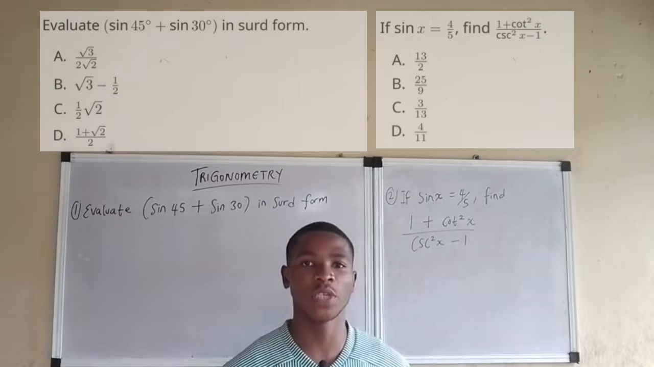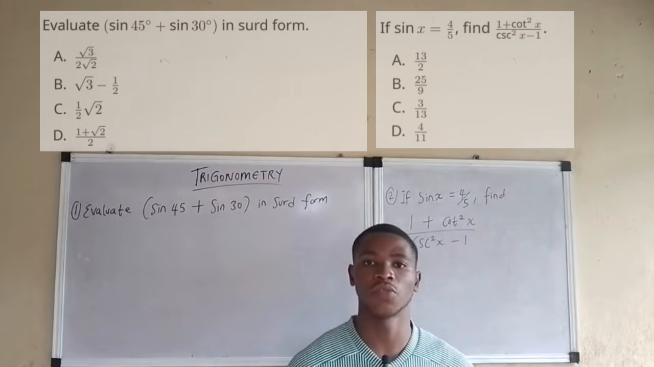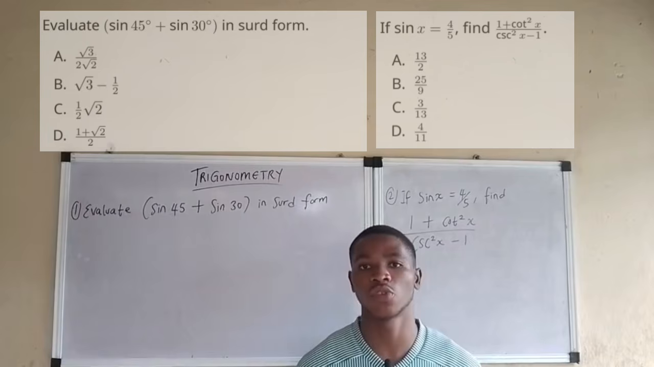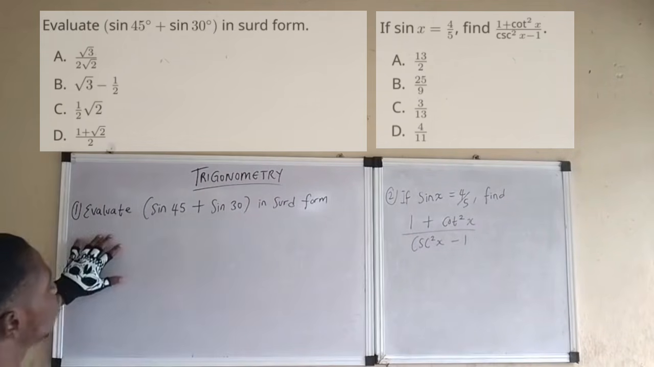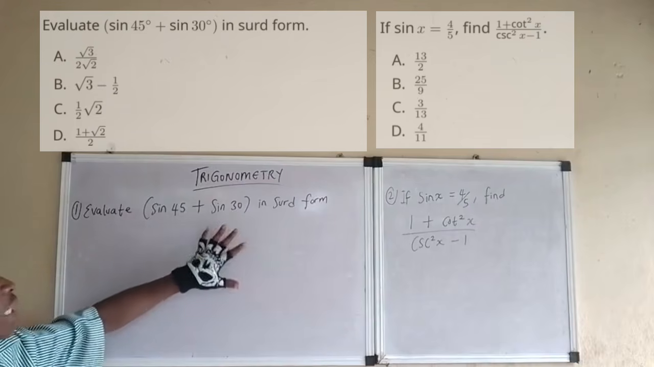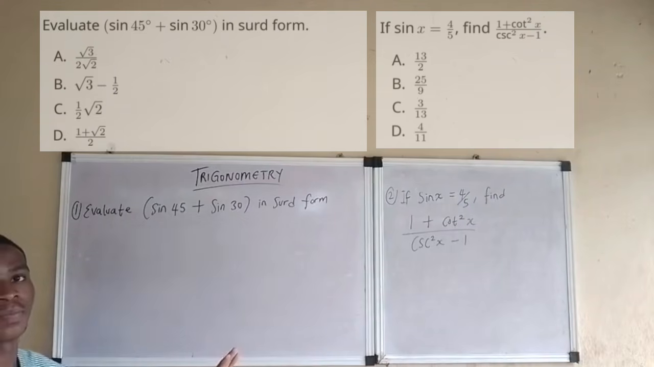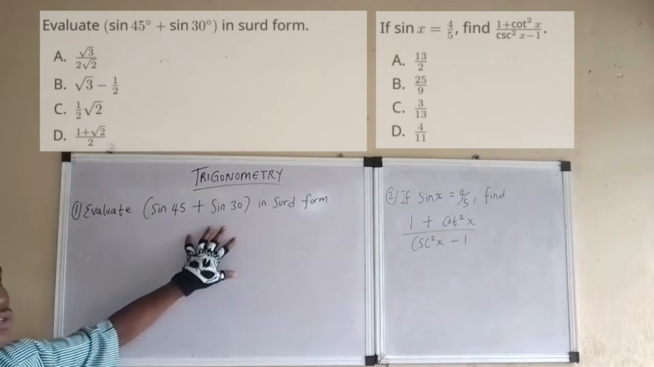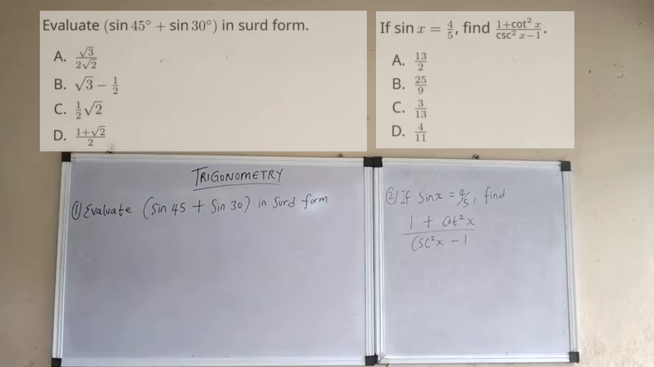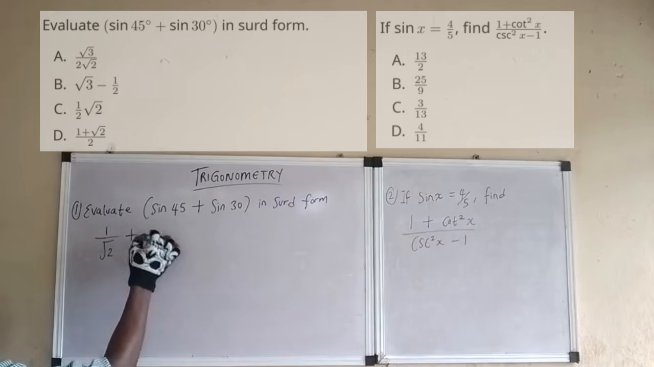All right, now we're going to be looking at these two questions under the aspect of trigonometry. Very common questions you will usually find in the exam. Now, the first question says, evaluate sine 45 plus sine 30 in surd form. So you need to know what the special angles are in their surd form. For sine 45, the surd form is 1 over root 2. Then for sine 30, we have 1 over 2.